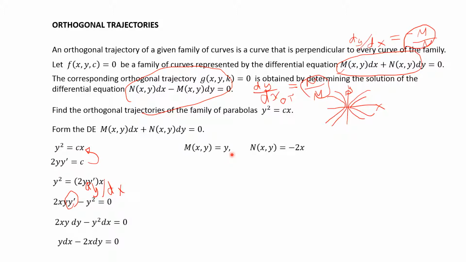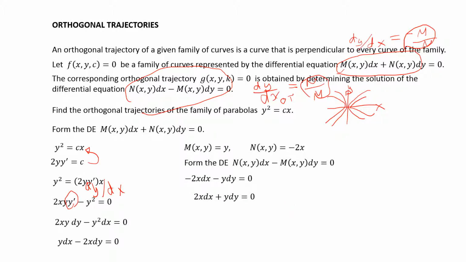Now the next step is we can recognize already that M is y and N is negative 2x. From this relationship, we will have to construct another differential equation, which is N dx - M dy = 0. Our N is negative 2x and our M is y. So, negative 2x dx - y dy = 0. Multiply by negative 1, you have 2x dx + y dy = 0.